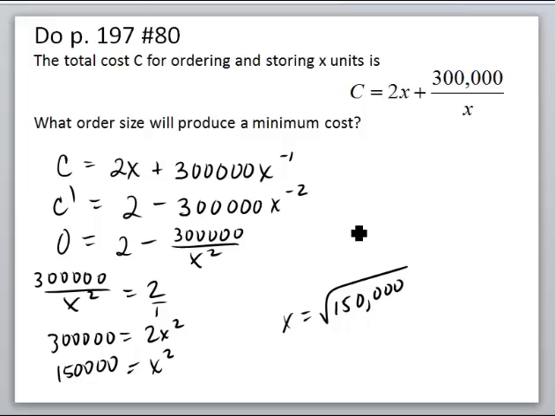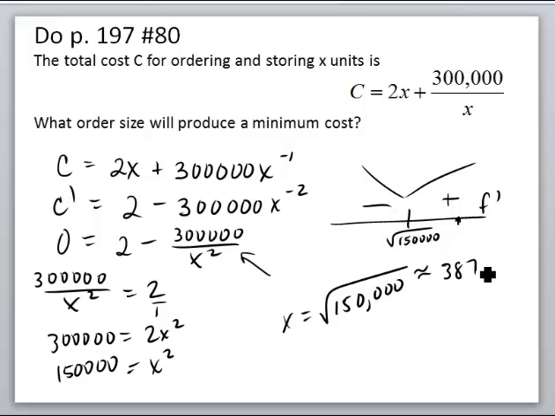Now we can check to make sure that is a minimum by looking at the first derivative. So the square root of 150,000 is approximately 387. So I could try maybe 400 into my first derivative, and I would find out that it is positive there and then negative here. So this does happen to be a minimum.